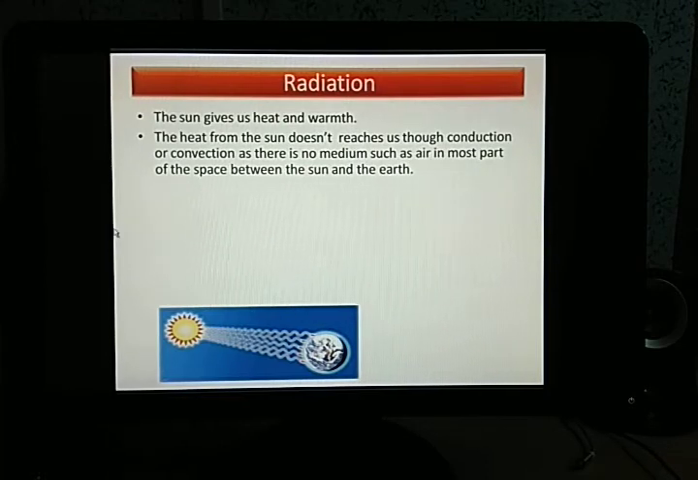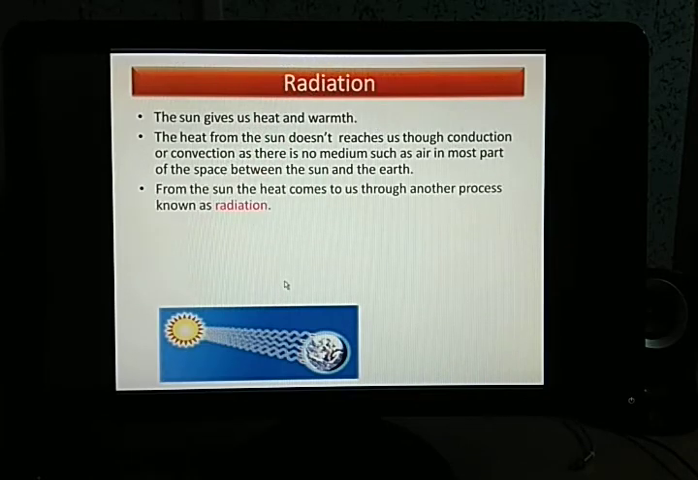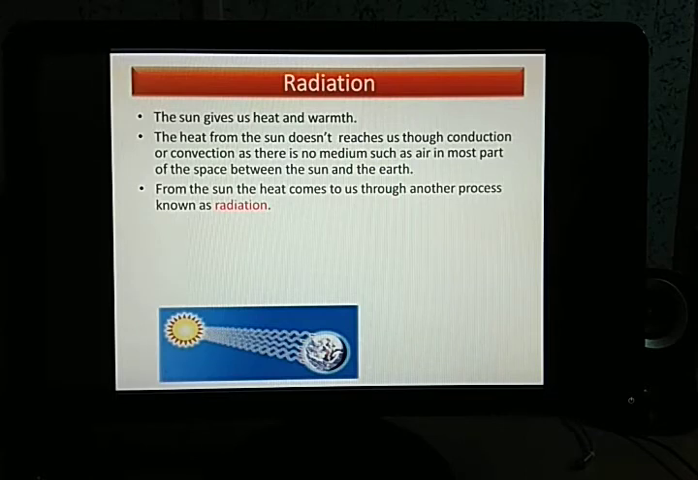So you can see the sun is very, very far away from us, but the heat and the light reach earth. And there is no medium in between. There is no air in between. It is totally empty. There is vacuum. So from the sun, the heat comes to us through another process known as radiation. This radiation is another process, the third process you can say, of transfer of heat from the source of the heat to another body. This is called radiation.